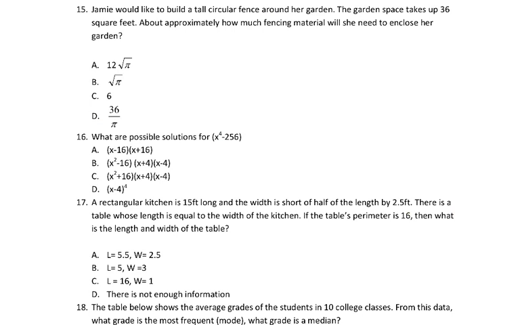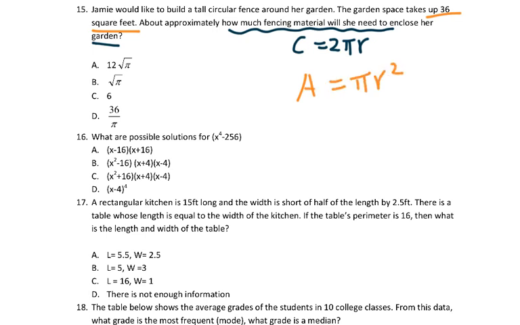For number 15, it's about how much fencing material she will need to enclose her garden. Basically, that's the circumference. So for the circumference, you need 2 pi r. We know the area of that circle is 36. Therefore, area equals pi r squared, and we got 36 equals pi r squared.